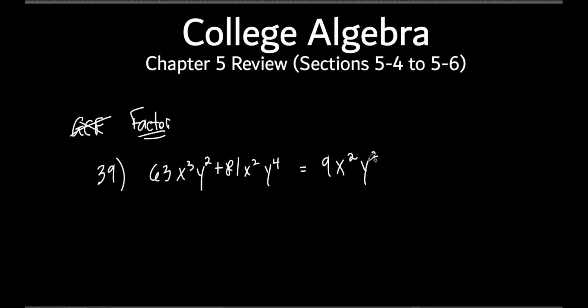So we found the greatest common factor, but we got to find what is being multiplied by this in order to get this whole thing right here. So how do we do that? We do the opposite of distributive property, which instead of multiplying, we divide to figure out what's in here. So we're going to take this first one and divide it by 9x squared y squared. Let's do it one at a time. 63 divided by 9. So what times 9? 7, right? And then x cubed divided by x squared is just x. And then y squared divided by y squared is 1. 1 times x is x.